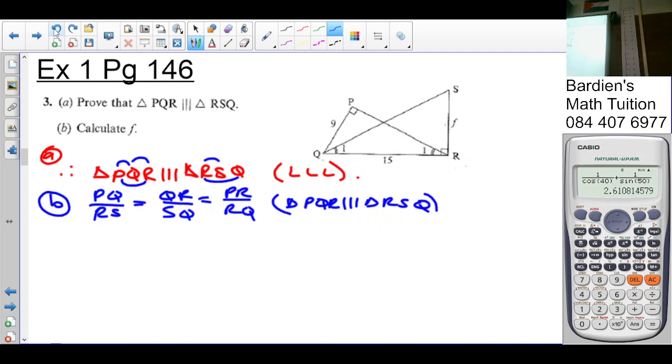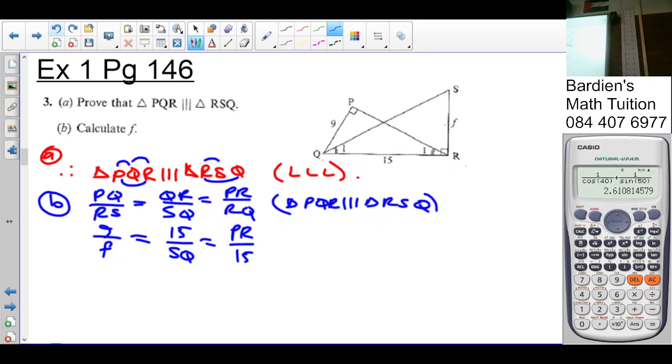So PQ is equal to what? PQ is 9 over RS, F equals QR, 15, over SQ, unknown, equals PR, which is also unknown, over RQ, which is 15. So what do you notice?